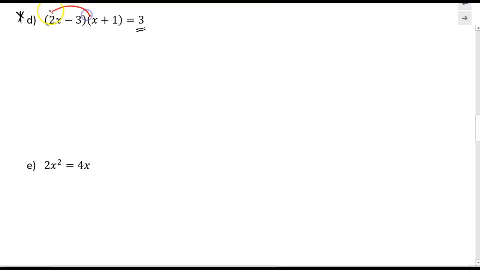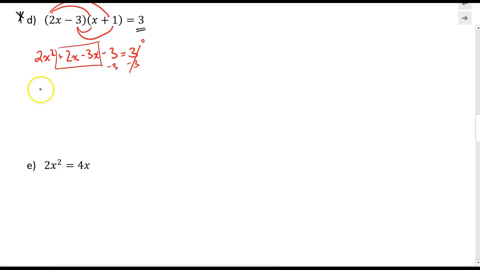So remember, firsts, outsides, insides, lasts. And we get 2x squared plus 2x minus 3x minus 3 equals 3. Now we're going to simplify and move this 3 over all at once, collect like terms, subtract 3 from both sides to get this equal to 0. So we've got 2x squared minus x minus 6 equals 0.